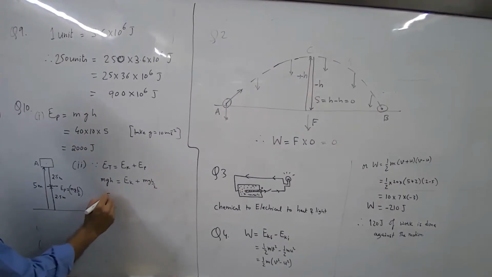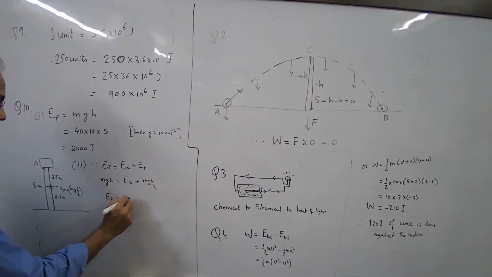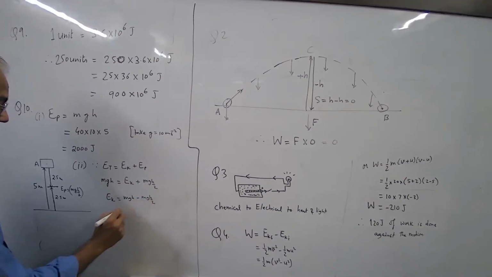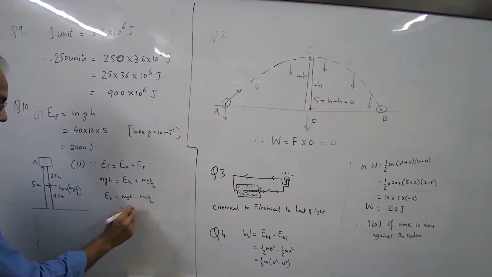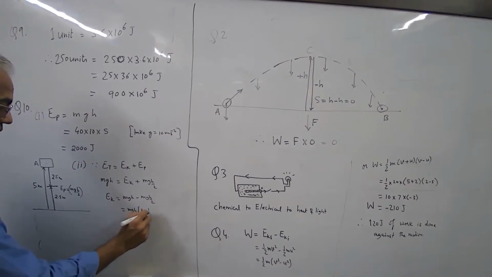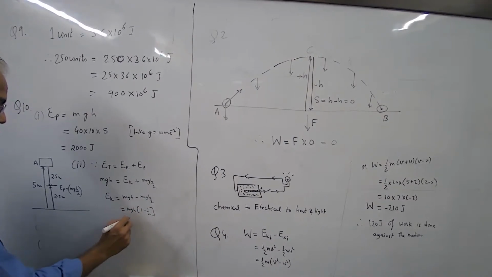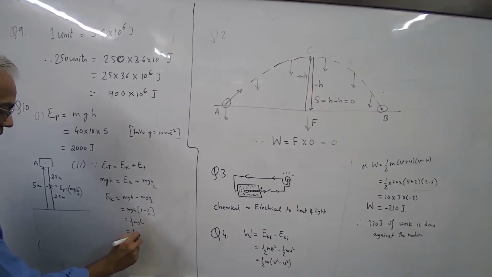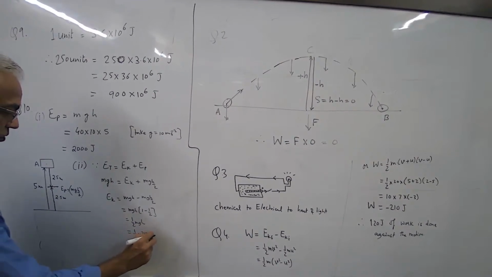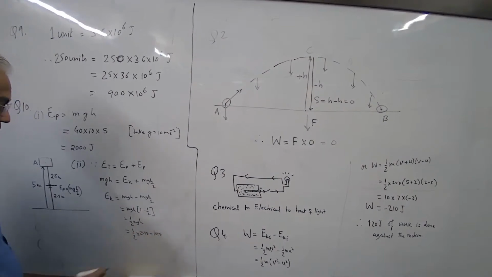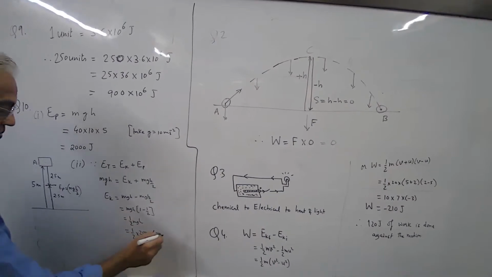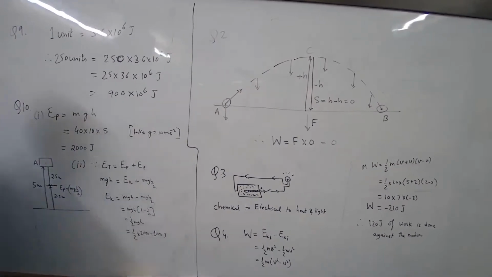So what is Ek? It is mgh minus mgh by 2, which is mgh times 1 minus half. This is half mgh into 2000. So if you know the law, you can straight away write it, or you can mathematically find it like this.